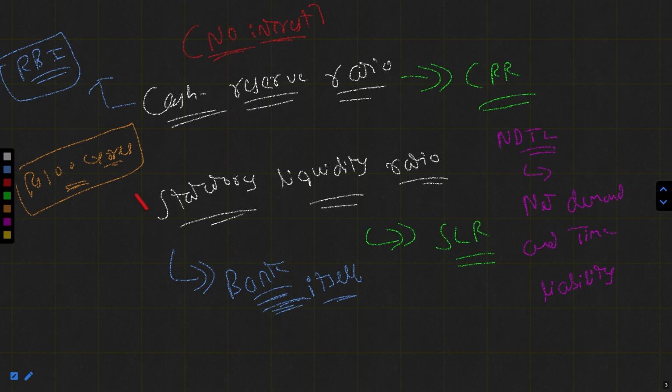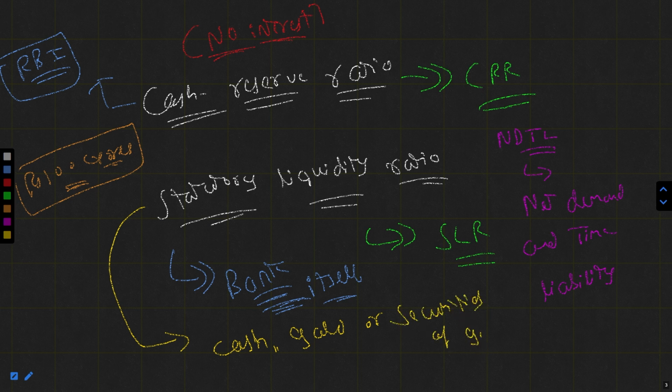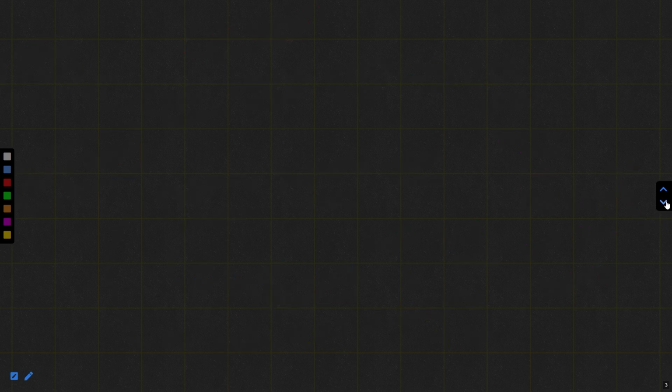Whereas in the form of statutory liquidity ratio, the bank can maintain it in the form of cash, gold, or government securities. So these are the things we have seen. And the last thing was the exchange rate.